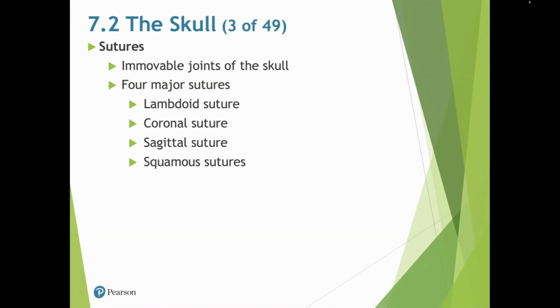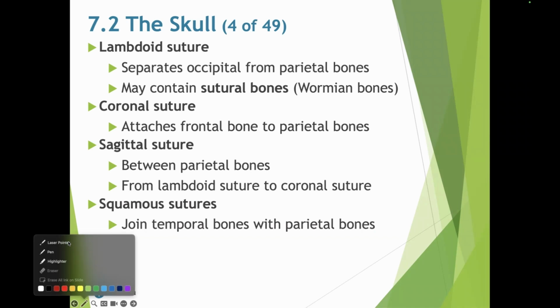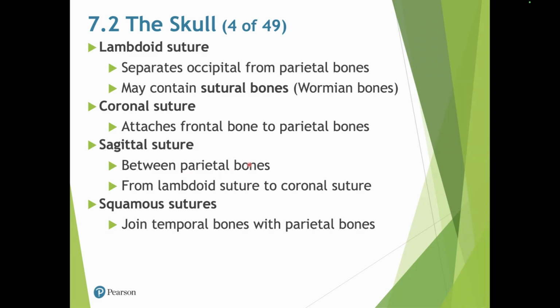All right, so you have four major sutures: lambdoid suture, coronal suture, sagittal suture, and your squamous suture. And I'll show you how to remember those. Your lambdoid suture is going to separate the occipital from the parietals. You might also have some wormian bones, the sutural bones, in between those. Your coronal suture is going to attach the frontal bone to the parietal bones. Sagittal suture is going to go down the sagittal plane, so it's the suture between the parietal bones, basically extending from the lambdoid towards the coronal.